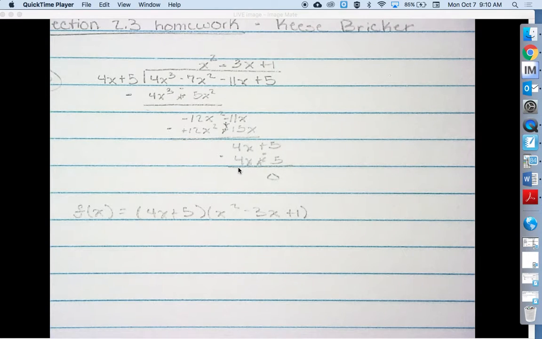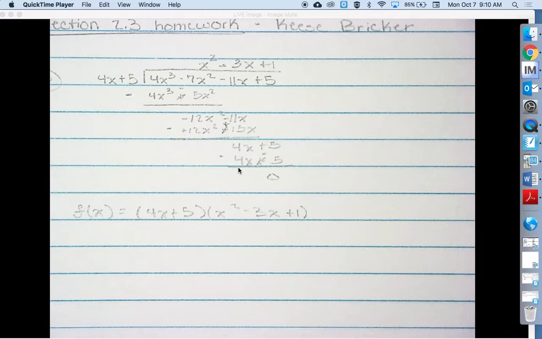All right, ladies and gentlemen, up here, please, looking at your problem number 13. So you have the equation and you first have to figure out what you can multiply 4x by to get 4x cubed, and that's x squared. So when you multiply x squared by 4x plus 5, you get 4x cubed plus 5x squared. Then you subtract to get negative 12x squared, and you bring down the negative 11x, and then you repeat until you get f of x equals 4x plus 5 times x squared minus 3x plus 1 with no remainder.